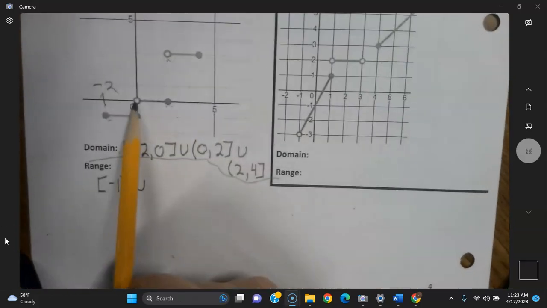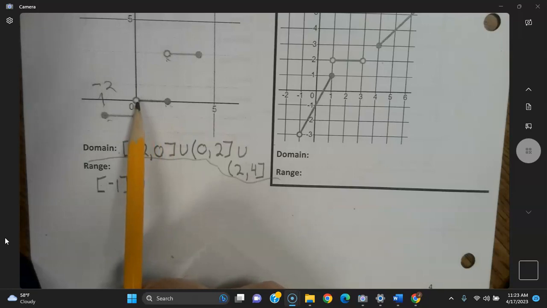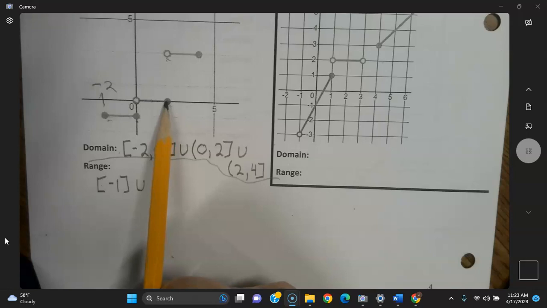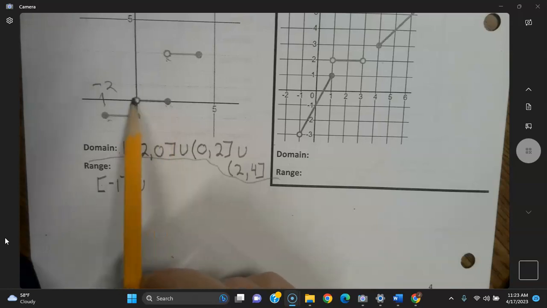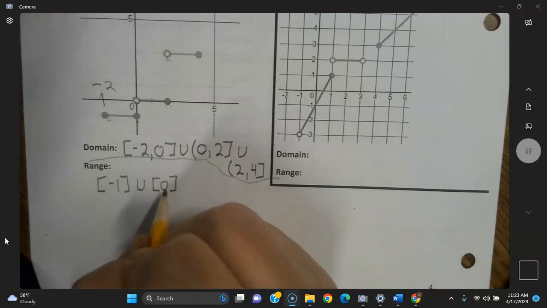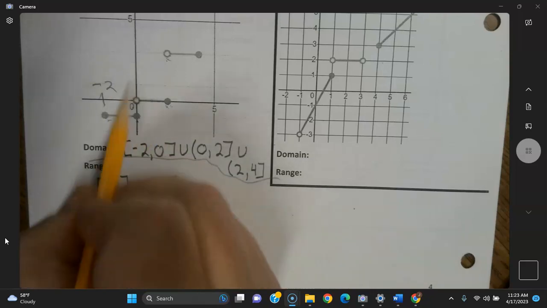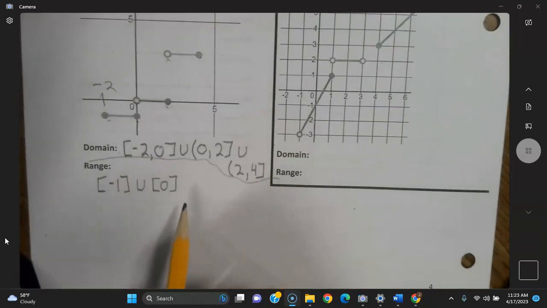Okay, now we jump up to this one, and this one is at 0. Now, this one might be a little confusing because it doesn't touch the 0 there. It does touch the line there. The point is the line is on 0. So that is going to be a square bracket 0. So don't be fooled by one of them being rounded and one of them being squared. It's not. On the y-axis, this is entirely at 0.